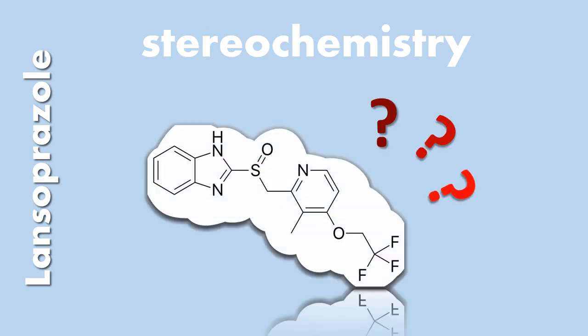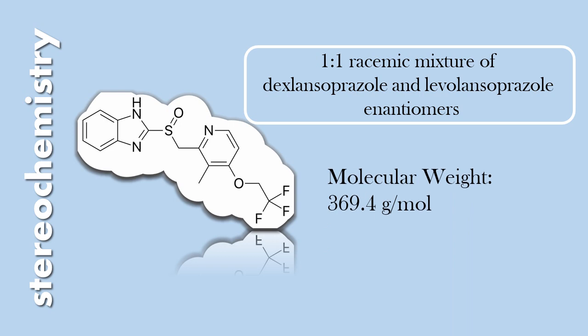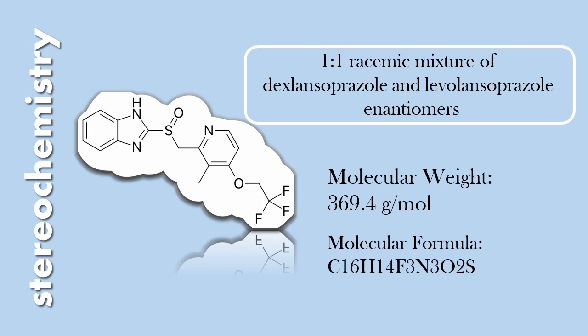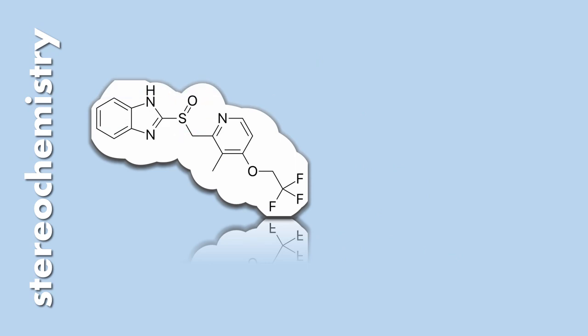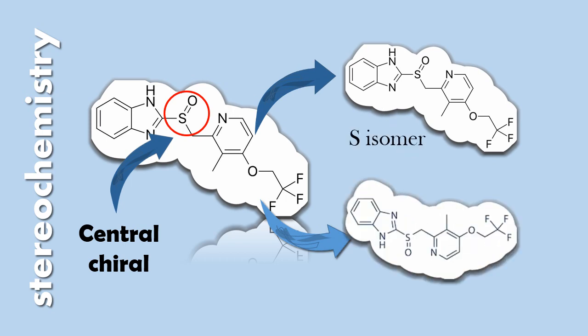Presenting lansoprazole in stereochemistry. It is a racemic mixture of equal amounts of two enantiomers with a molecular weight of 369.4 grams per mole and the molecular formula of 16 carbons, 14 hydrogens, 3 fluorines, 3 nitrogens, 2 oxygens, and only 1 sulfur. The sulfur, linked with a double bond to an oxygen atom, makes the central chiral of lansoprazole, resulting in 2 isomers, S and R.